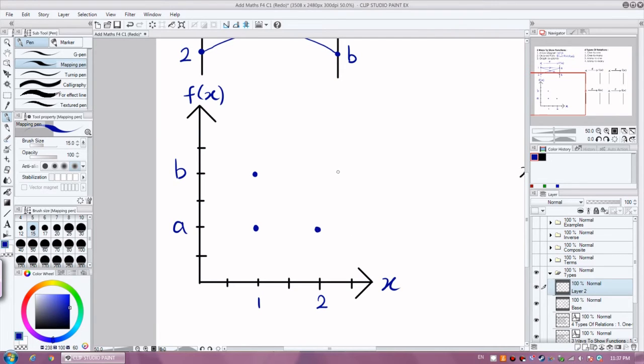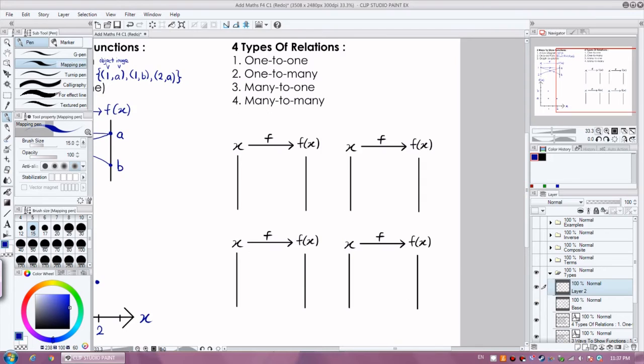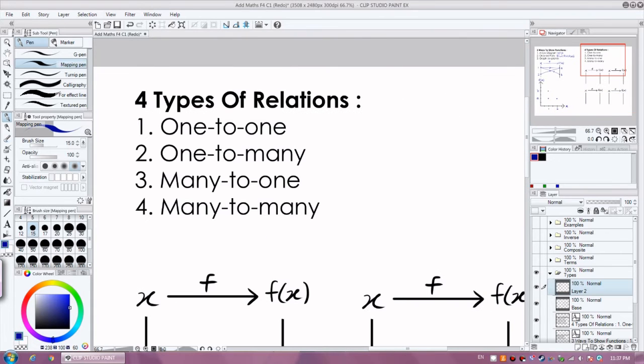So it's just graphing it on the basic xy plane, but with dots, and there are no lines in this. So the next thing that we need to learn is the 4 types of relations. This one is actually very easy to learn. It takes a little bit of explaining first.